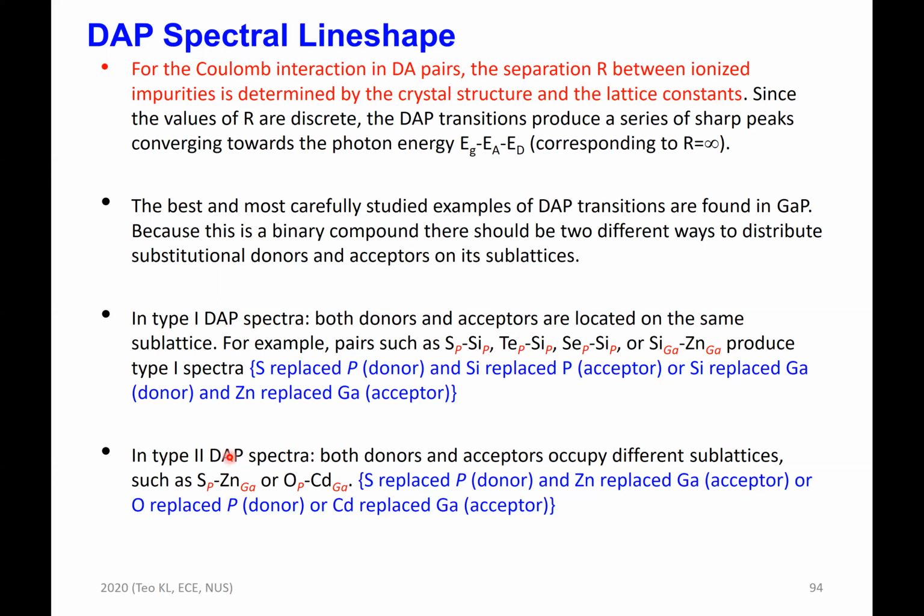Another type is type 2, where the donor and acceptor occupy different sublattices. For example, sulfur occupies the phosphorus sublattice, and zinc occupies the gallium sublattice. Sulfur, group 6, replaces group 5, that is a donor. Zinc is group 2, replacing a group 3 element, which is gallium, and that becomes the acceptor. So you have type 1 and type 2 donor acceptor pair transitions.